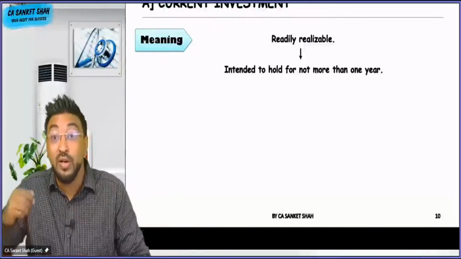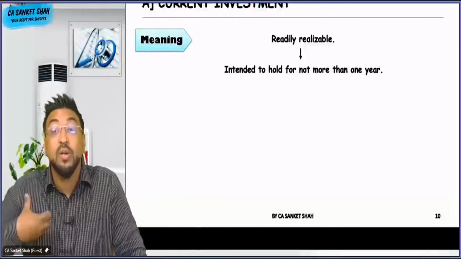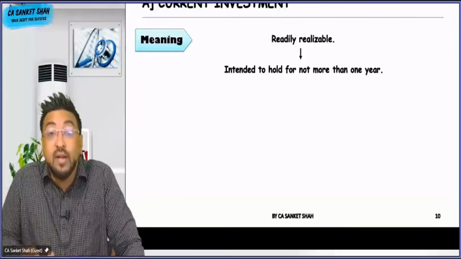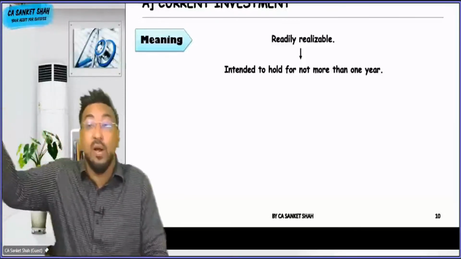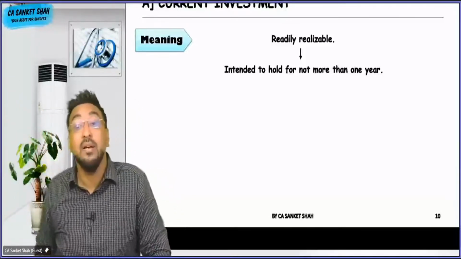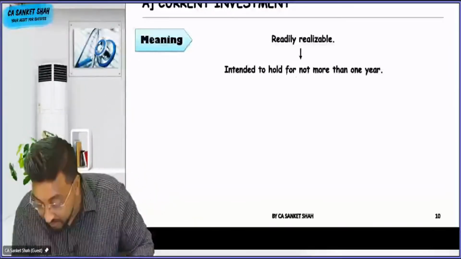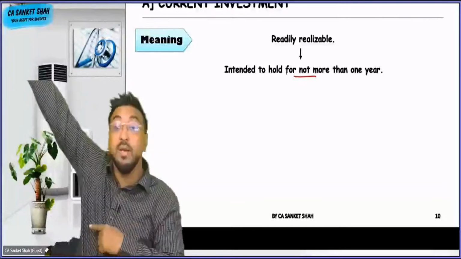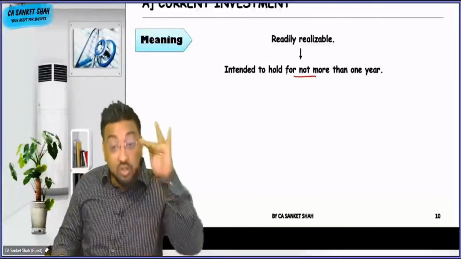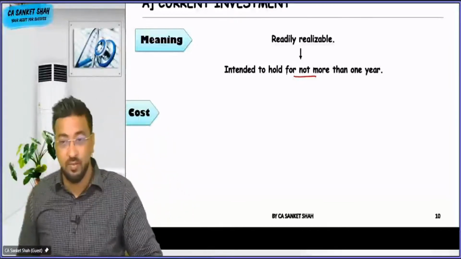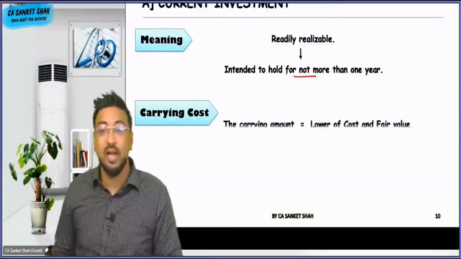Okay, so you have to understand what is your intention behind it. So intended to hold for more than 1 year, then beta it is readily realizable. Intended to hold not more than 1 year: more than 1 year is long term investment, not more than 1 year is short term investment, current investment. Okay, carrying cost क्या होगा?